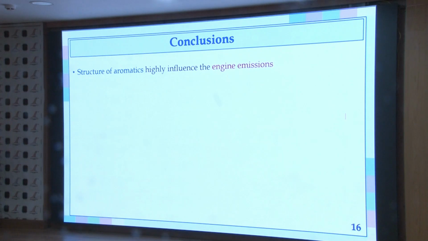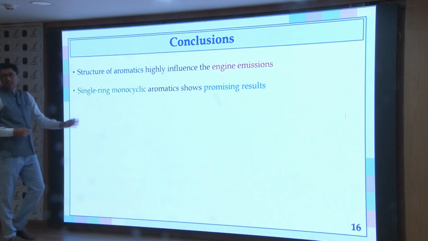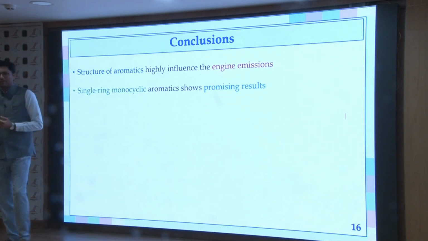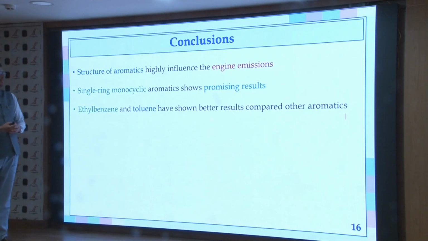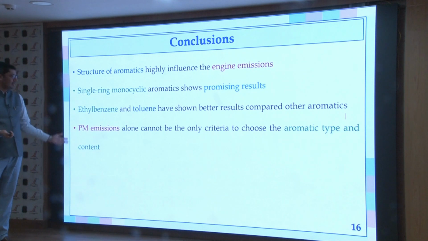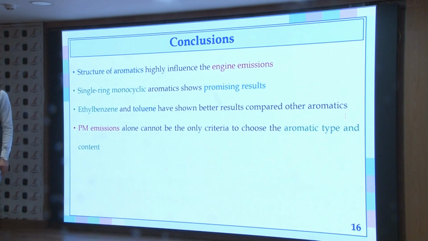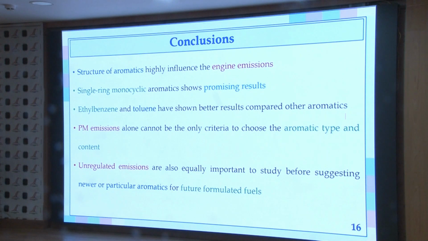Then we have conclusions. The structure of aromatics highly influences the engine emission. A single ring monocyclic like ethyl benzene and methyl styrene contributes to less PM emission compared to the polycyclic. Ethyl benzene and toluene have shown better results. And PM emission should not be the only criterion, because we have more non-regulated emissions, and unregulated emissions are also equally important to study.